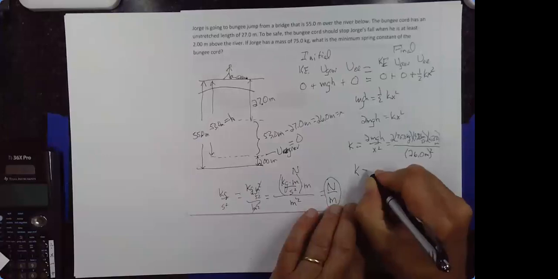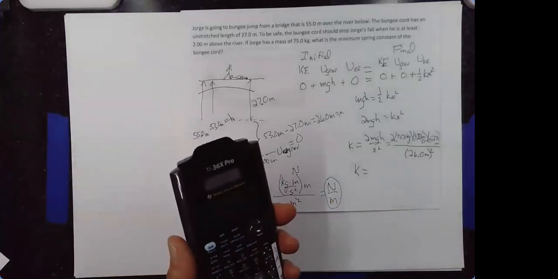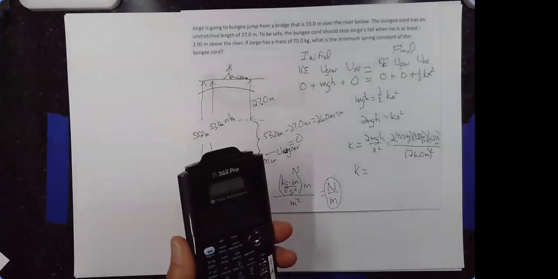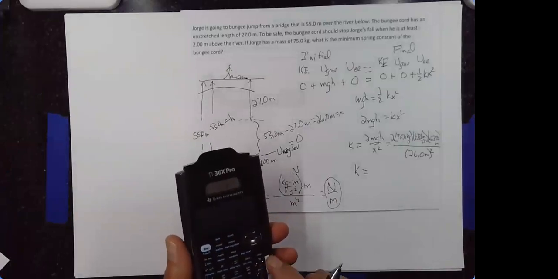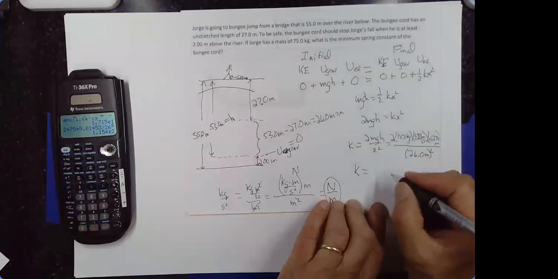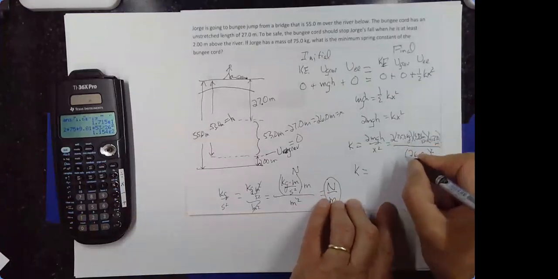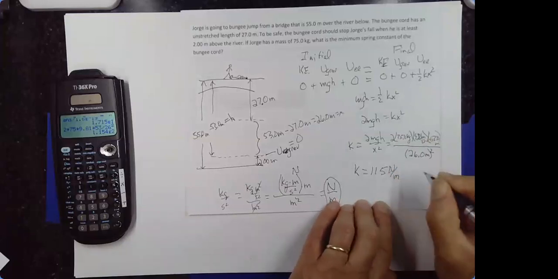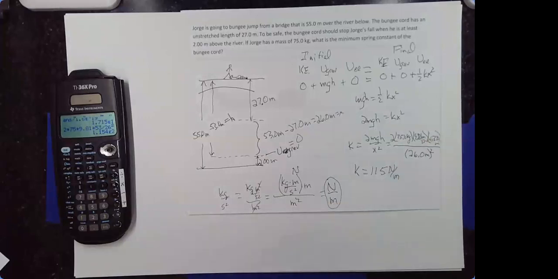So let's find out just how strong this bungee cord has to be. Let's see. 2 times 75 times 9.81 times 53 divided by 26 squared. And it's a little stronger than the springs I've got in the classroom. I think I've got 3 sig figs on everything. I do. 1,515 newtons per meter, which is, I think the ones I've got out in the classroom are maybe 10 newtons per meter or 9, something like that. So this is a lot stronger than those things. And that's good, because if it wasn't, Jorge's going to smack his face into the river, and that would hurt if you're still going at a good clip.